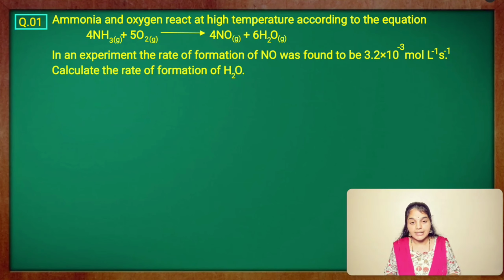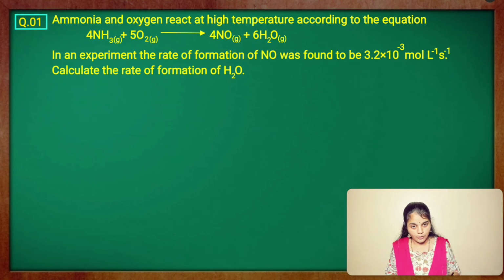So the question is, ammonia and oxygen react at high temperature according to the equation 4NH3 gas plus 5O2 gas giving 4NO gas plus 6H2O gas. In an experiment, the rate of formation of NO was found to be 3.2 into 10 to the power minus 3 mole per liter per second. Calculate the rate of formation of H2O.